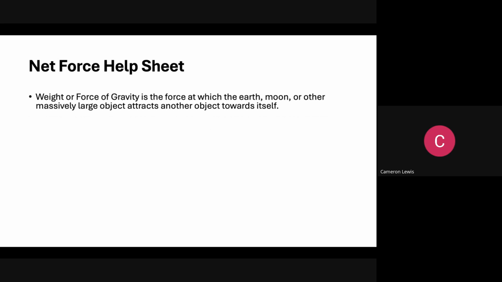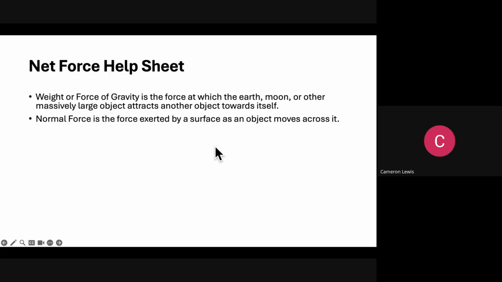There we go, right there. The different types of forces, right? So let's go over this real quick. We have weight, or the force of gravity, which is the force at which the Earth, Moon, or other massively large objects attract one another towards itself, right? So that's the force that not only gives us our weight, but also pulls us together so we have orbits with our planets, right?